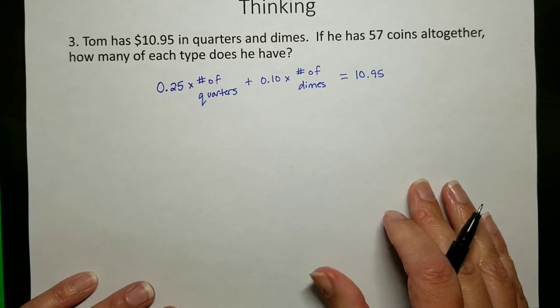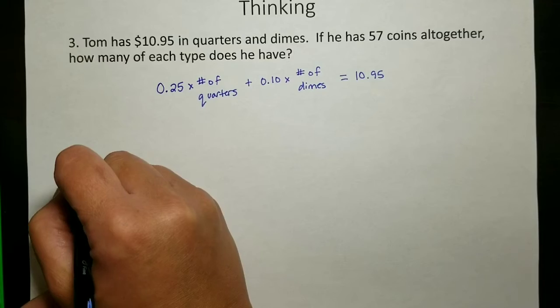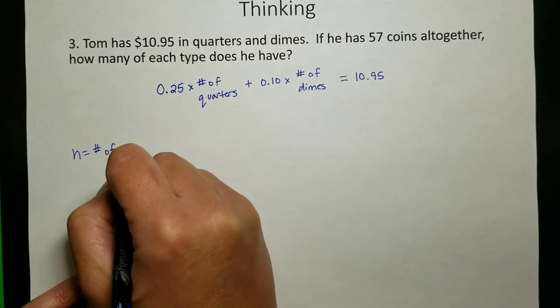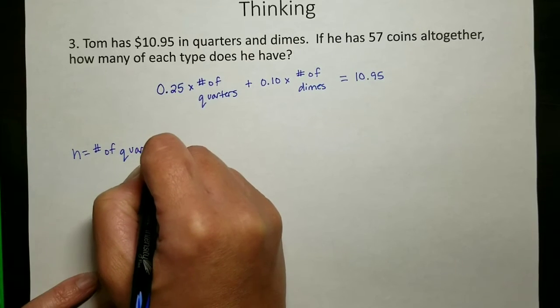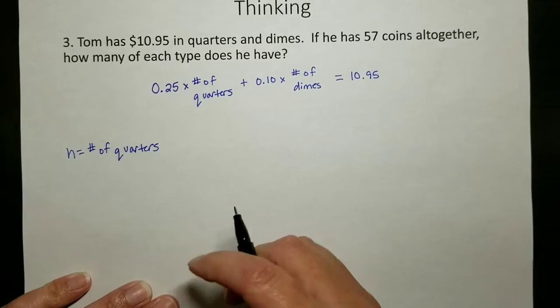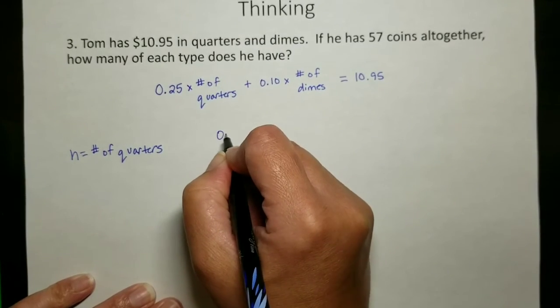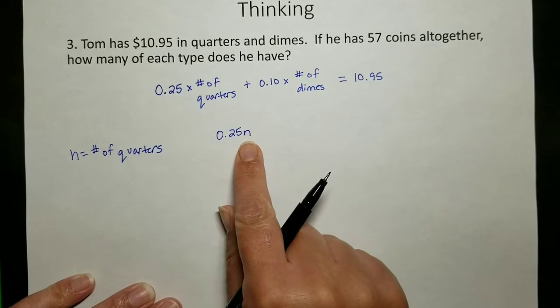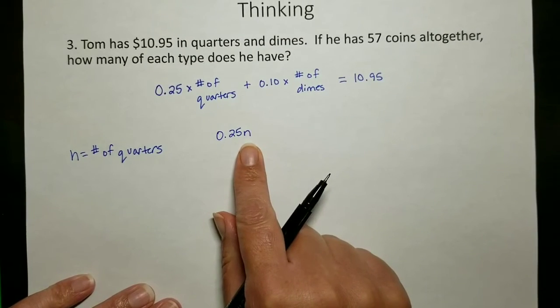So I might say n equals the number of quarters. So if n is how many quarters we have, I'm going to write this as 0.25 times n. If n is how many quarters, how many dimes would we have?